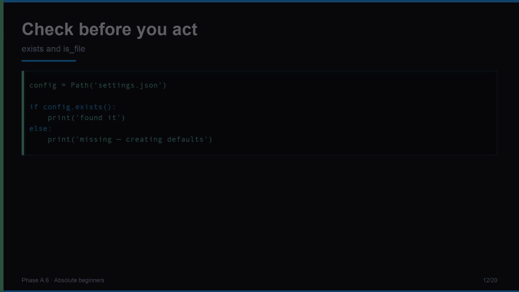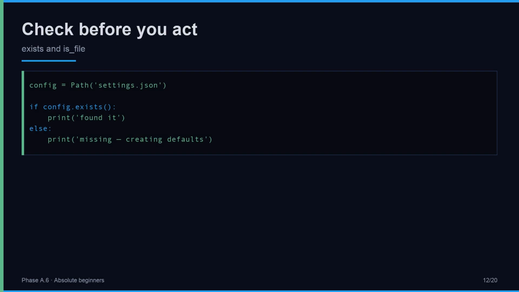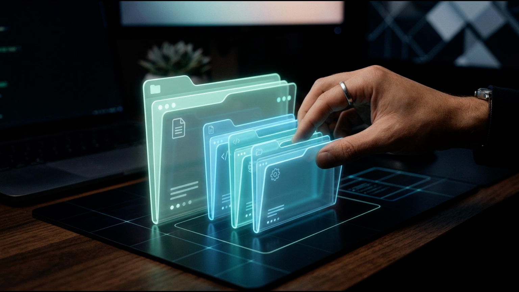Take paths apart. Before you open a file, it is often wise to check whether it exists. The exists method returns true or false. Combine it with an if statement and you can branch gracefully: read the file if it is there, or write sensible defaults if it is not. This is how robust scripts behave. They do not crash on a missing file, they handle it. Exists is cheap to call and saves your users from confusing tracebacks. Check before you act.